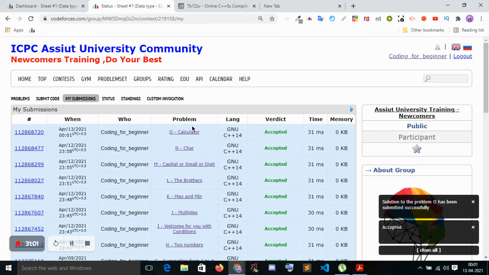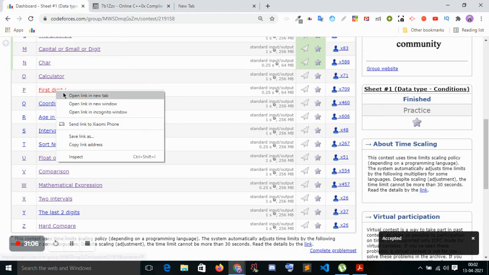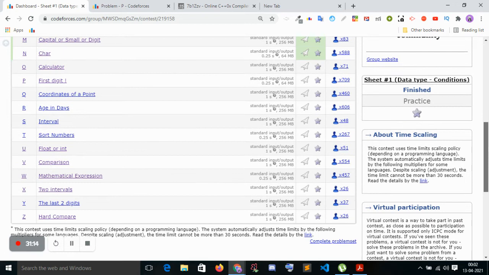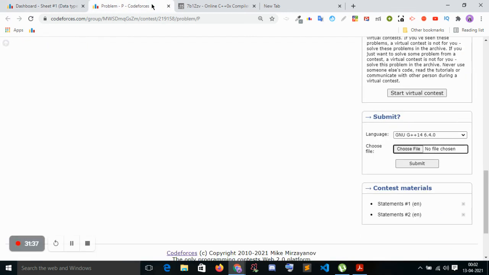So again, it's accepted. Okay, let's try another problem, first digit. Problem P, and this is our last question today. I will do the next set of questions that are left as soon as possible. I will do it till Z, and when I complete sheet 1, I'll jump into sheet 2, sheet 3, sheet 4, sheet 5, and after sheet 6, I'll try some virtual questions, virtual tests, so you can practice a lot.